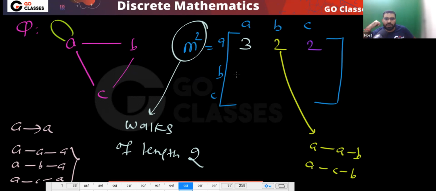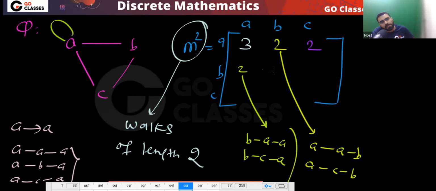What about B to A? From B to A, length of 2. So there will be 2. Either you can do BA then A, or you can do BCA. So there will be 2. Correct? Okay, let's see the next. So for example, B to B, there will be 2. Either you can do like this, or you can do like this. So B to B will be 2.